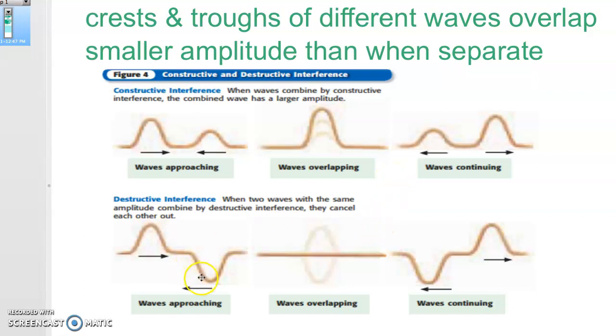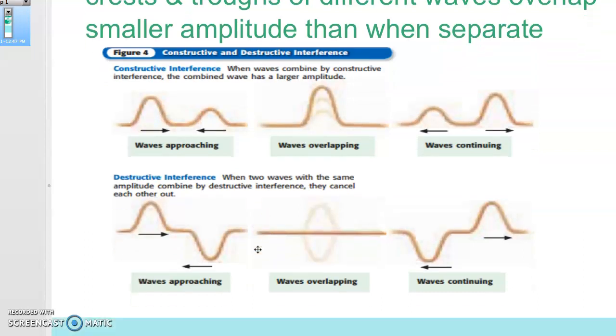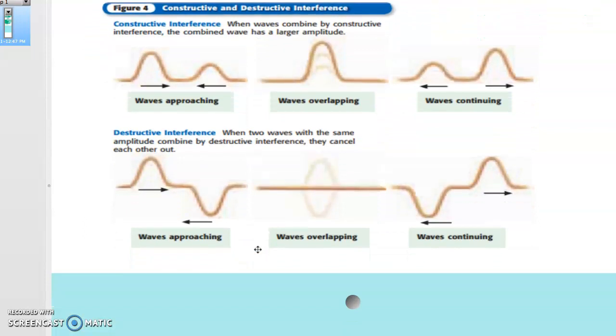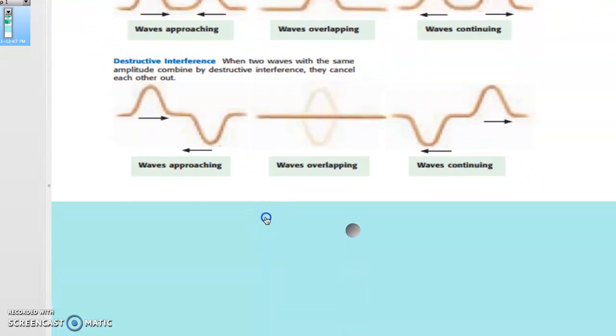Here, the waves are approaching this way and that way, and it's a crest and a trough, and here they don't overlap evenly, and so it ends up being, like I say, a smaller amplitude and destructive, right? It's not as helpful. So think of it that way. That's a good picture to take a look at as well.